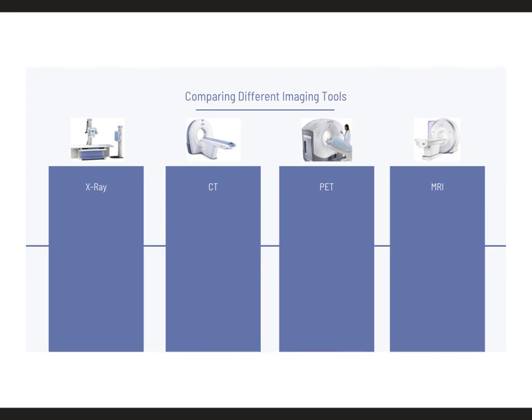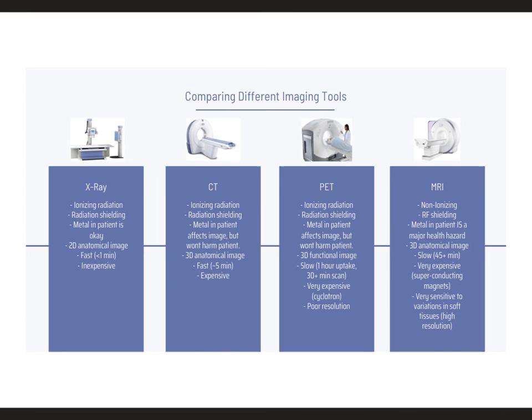Now on to our final category. We're going to compare the different imaging tools. We're going to compare X-ray, CT, PET, and MRI. So we're going to look at some similarities and differences between all four. X-rays, CT, and PET scans all use ionizing radiation, but MRI uses non-ionizing radiation. X-rays have radiation shielding, so do CT and PET scans, because obviously ionizing radiation, but MRIs have RF shielding, because we use radio frequency pulses.